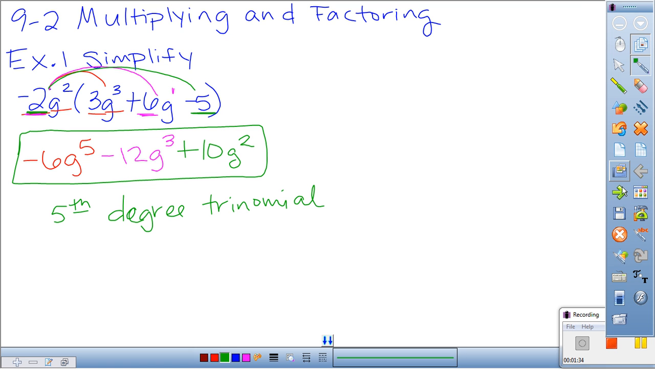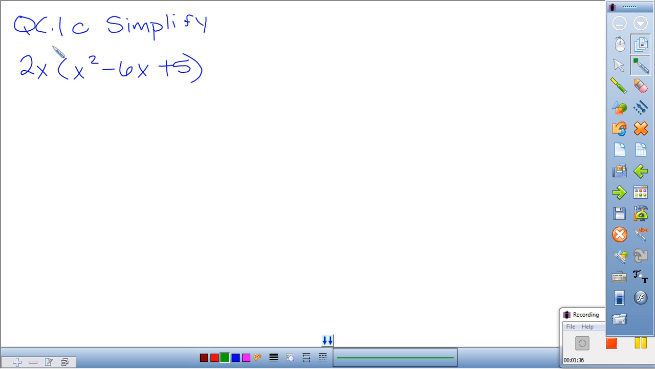All right, let's try a quick check. How about quick check 1c? Again, they just want us to simplify, so we need to distribute. 2x times x squared, x cubed. Remember that imaginary 1. If you don't have an exponent, there's always that imaginary 1.